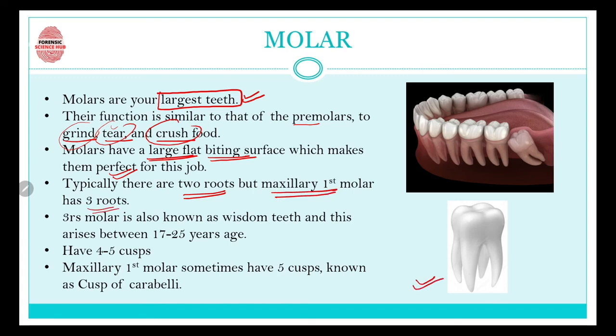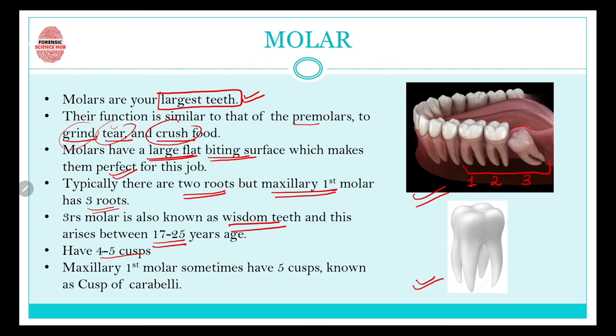Here's a picture of how a molar looks, and in this particular picture these 3 are the molars. Alright, this is the first molar, this is the second molar, and this is the third molar. As we know, third molar arises the most late, that is it arises between 17 to 25 years of age, and it might not even arise in some people. It is also known as wisdom teeth. The third molar is also known as wisdom teeth. So molar typically has 4 to 5 cusps.